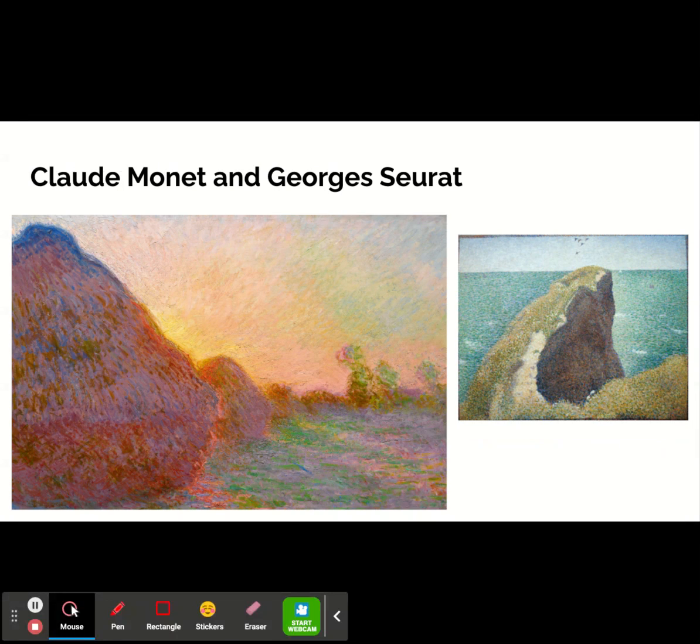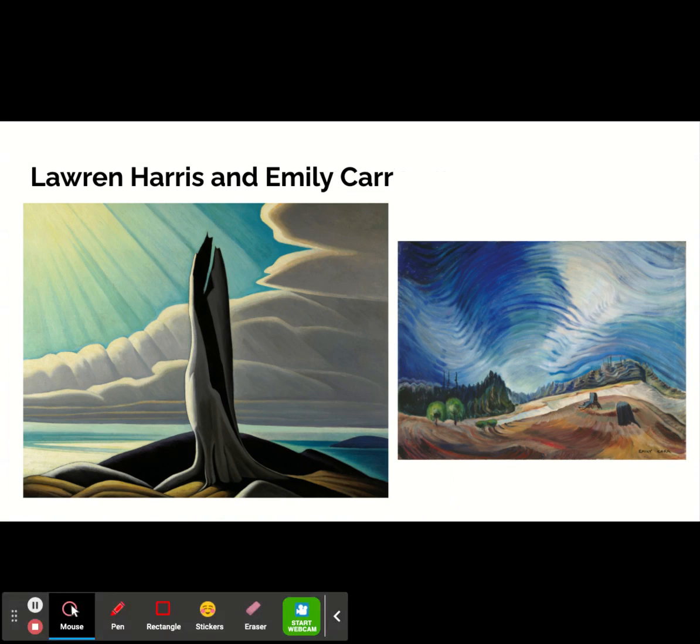The Impressionists were known for plein air painting, their feathery brushstrokes, and their ability to capture different forms of light. No two artists can better capture this than Claude Monet and Georges Seurat. We made sure to highlight some very influential Canadian artists like Lawren Harris and Emily Carr, who shaped the artistic rendering of the Canadian landscape.